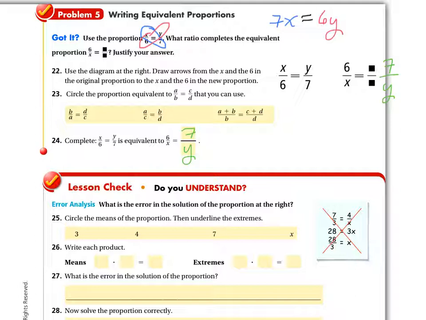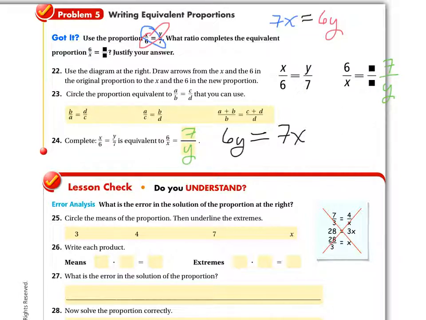Now, how can I check that to make sure that's correct? Cross multiply. So I'm going to take my 6 times my y right here, and I get 6y equals, and then I'm going to take my x times my 7 right here, and I get 7x. Even though they're backwards, is this exactly the same as this? Yeah. So they do give equivalent cross products, and that's what I'm looking for there.